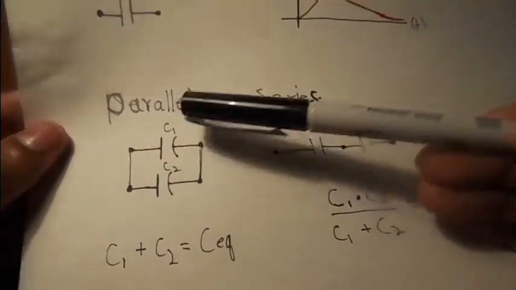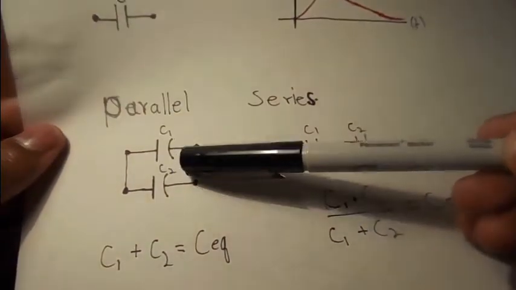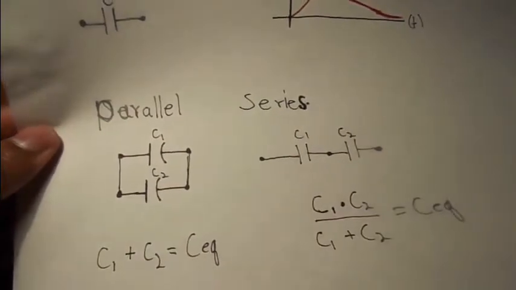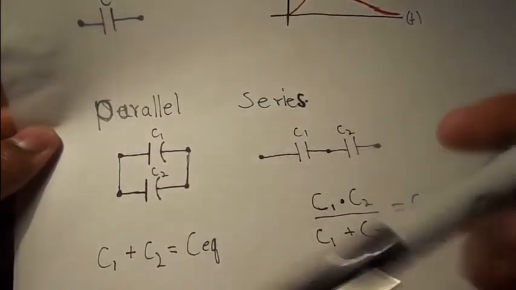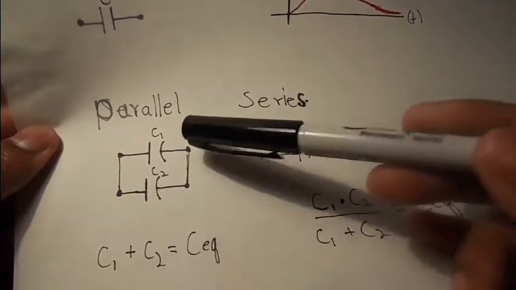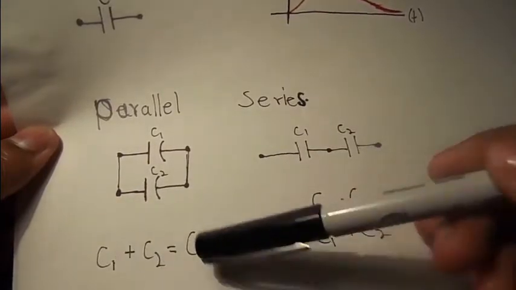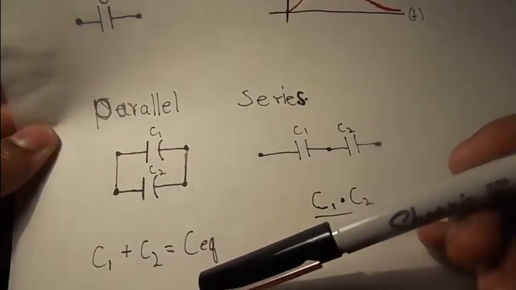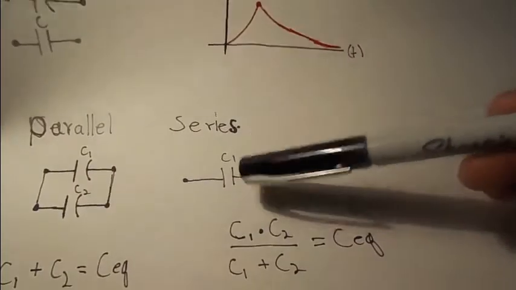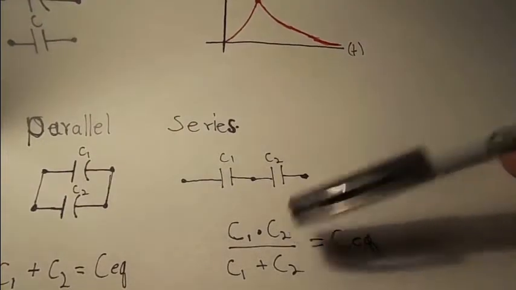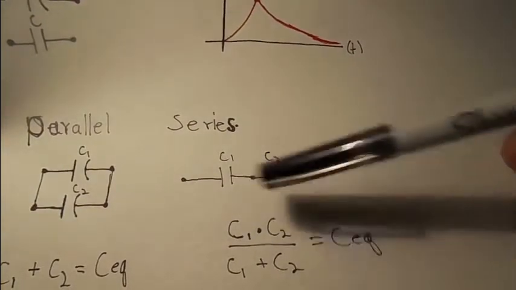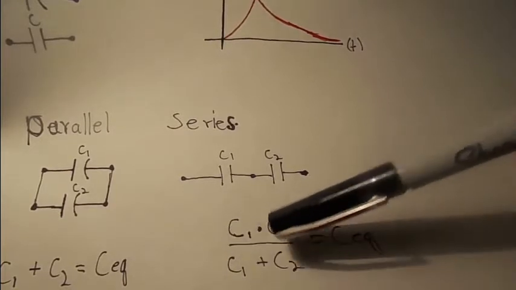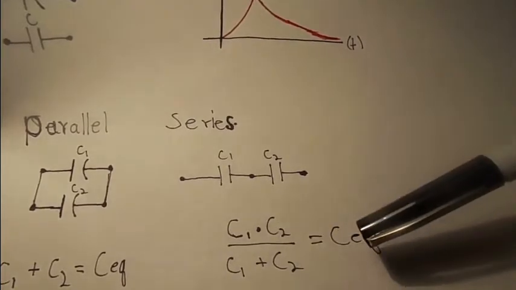Now, you can make an equivalent circuit out of these, which is kind of inverse from what you can do with a resistor. So when they're in parallel, you just add them up. You get C1 plus C2, you get CEQ. And in series, it's like having resistors in parallel. You do C1 times C2 over C1 plus C2 is going to be equal to your CEQ.